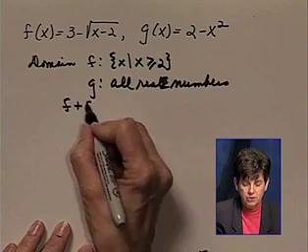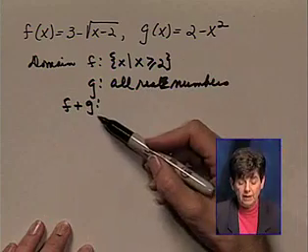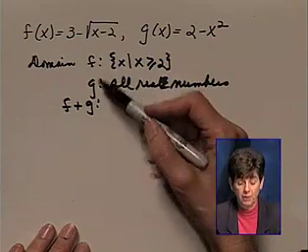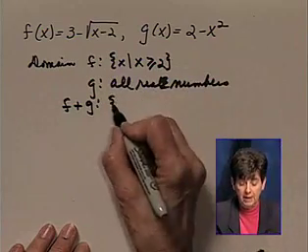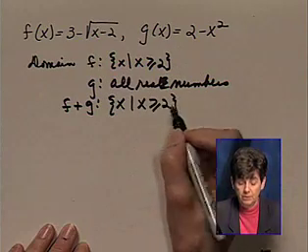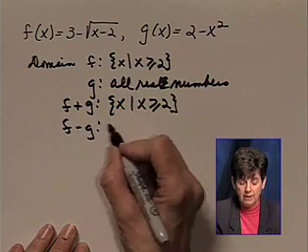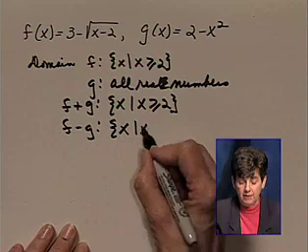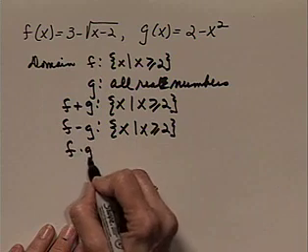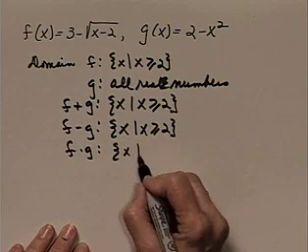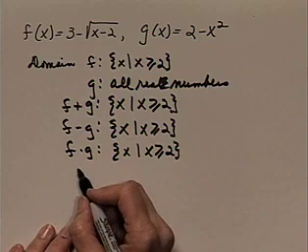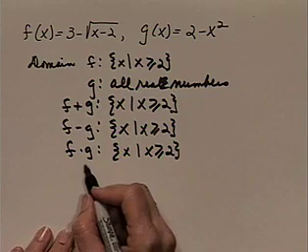Now, for f plus g, the domain of f plus g must consist of all numbers that are in the domains of both f and g. That means the domain is the set of all x such that x is greater than or equal to 2. F minus g, the domain is the same, the set of all x such that x is greater than or equal to 2. F times g, the domain is the set of all x such that x is greater than or equal to 2. F divided by g, now we have to be careful.